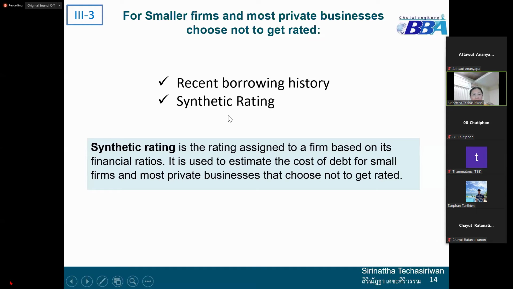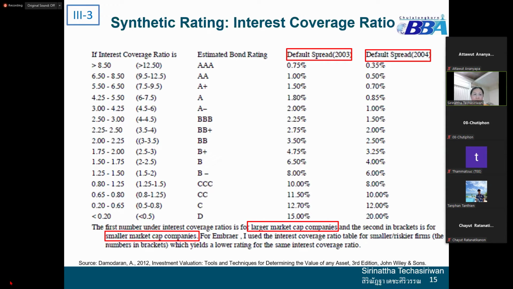Okay. So synthetic rating is the approach to come up with a credit rating of the company based on financial ratio. Okay, and the most common ratio that we use is the interest coverage ratio. So any student remember the formula for interest coverage ratio? I want to tell the class, what is the formula for interest coverage ratio?